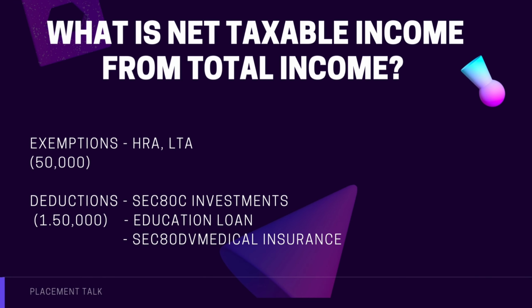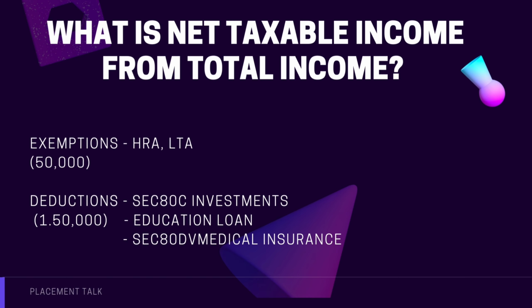The second thing is what the net taxable income is. Once we calculate our total income, we will be getting some benefits like the HRA allowance and LTA allowance under the exemptions. So we can remove 50,000 rupees from the total income, and also under the deductions we can remove 1,50,000 rupees from our total income. After removing the exemptions and deductions from the total salary, we will be left with the net taxable income. So we need to pay the tax for the remaining amount.